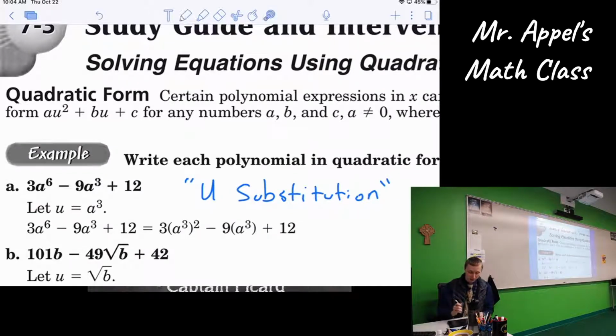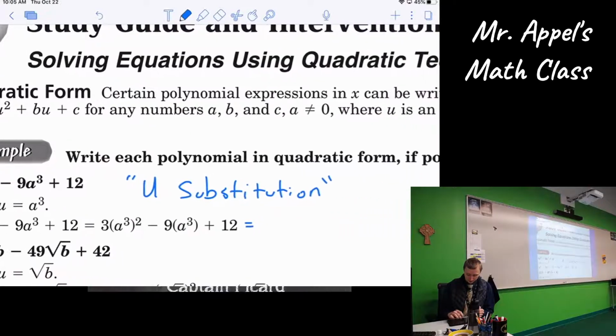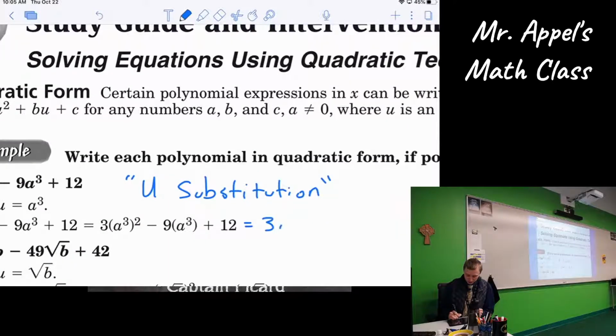So instead of this being an equation on A and a 6th degree polynomial, we're going to let U equal A cubed, because we know that A to the sixth is A cubed squared, right, as they show here. And so when you rewrite this, I'm going to go one step further and make it nice and clear. This is 3u squared minus 9u plus 12. Oh, now it's a regular old quadratic.